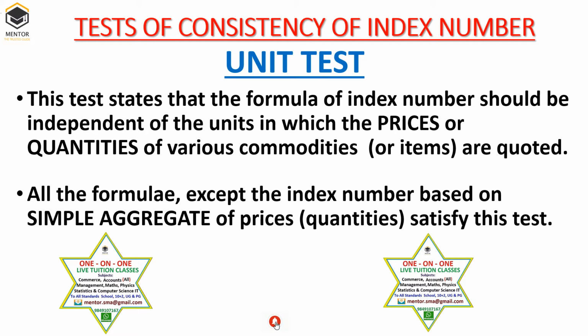The first we have is unit test. This test states that the formula of index number should be independent of the unit in which prices or quantities of various commodities or items are quoted. All formulas except the index number based on simple aggregate of prices, that is quantities, satisfy this test. So all the formulas are going to satisfy it, only the simple aggregate method is not going to satisfy the unit test.